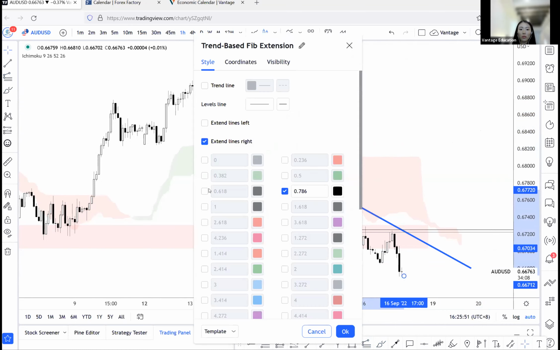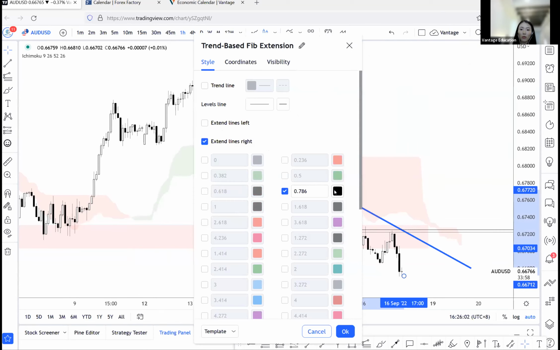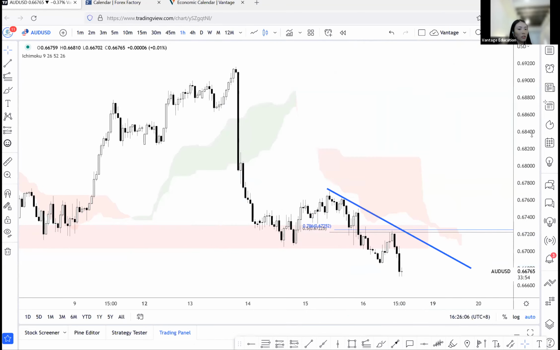Generally, I would use the 61.8, 78.6, and 100. These are the 3 common ones that I use. You can see in this example the 78.6 itself. Let me put it in a different color. In this case, this lines up with the resistance area that we have found.